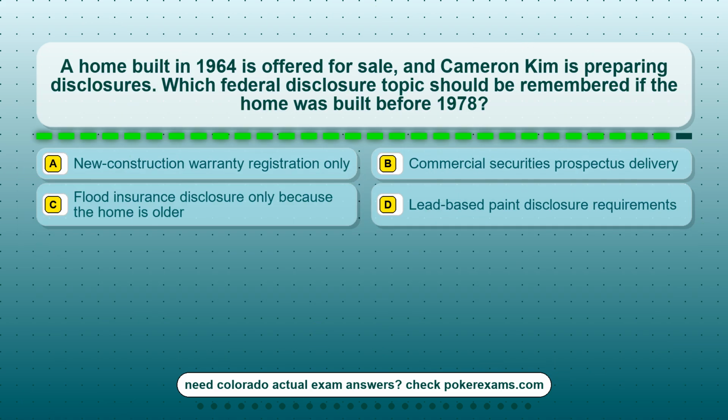Question 21. A home built in 1964 is offered for sale, and Cameron Kim is preparing disclosures. Which federal disclosure topic should be remembered if the home was built before 1978? Option A, new-construction warranty registration only. Option B, commercial securities prospectus delivery. Option C, flood insurance disclosure only because the home is older. Option D, lead-based paint disclosure requirements.